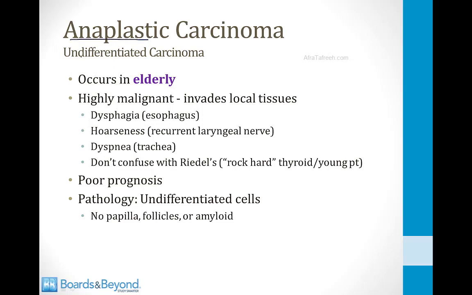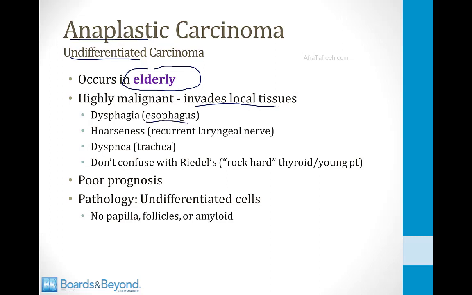It's also sometimes called undifferentiated carcinoma. This occurs in elderly patients. It is a highly malignant cancer. It often invades local tissue. And the way they are likely to ask you about this rare tumor on Step 1 is to use it to test your knowledge of anatomy. So you need to know the structures that are near the thyroid gland in order to understand what can happen when this tumor grows locally.